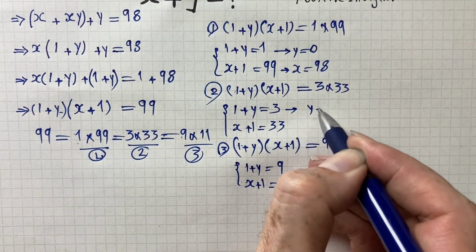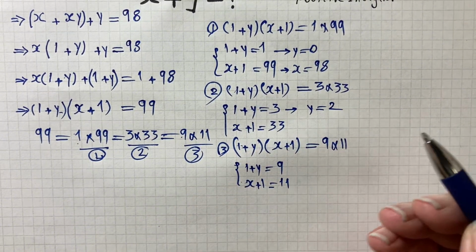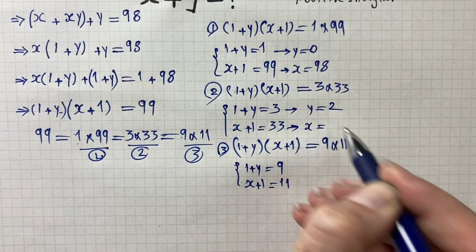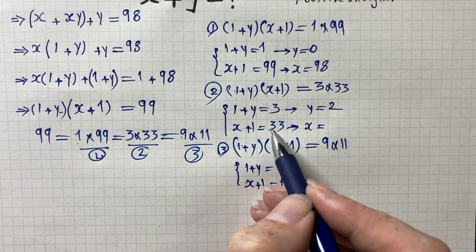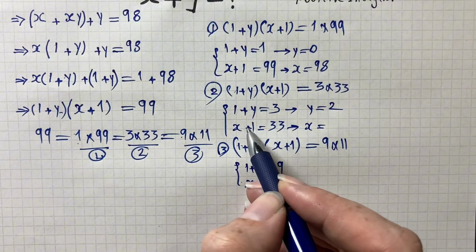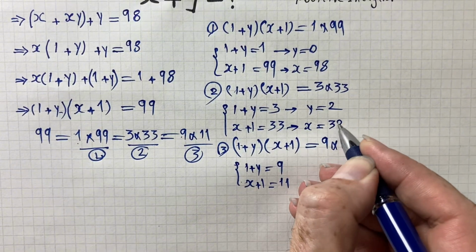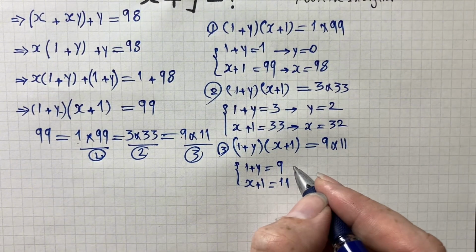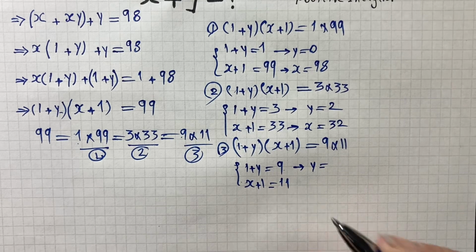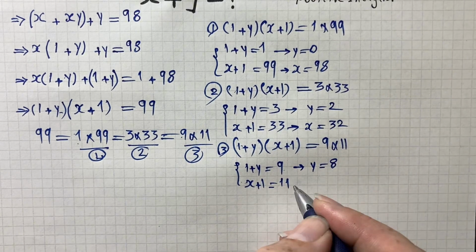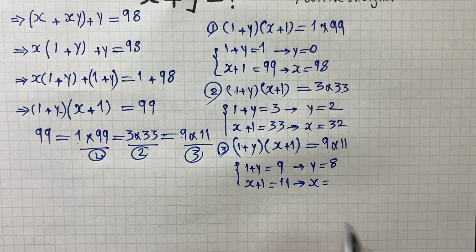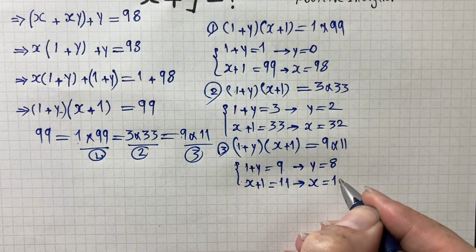Case 2. y is going to be 3 minus 1, or 2. x plus 1 is 33, so x is 33 minus 1, or 32. Finally, the last one. y is going to be 9 minus 1, or 8. x is going to be 11 minus 1, or 10.